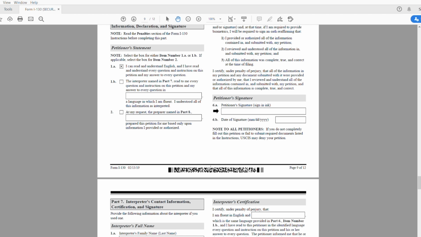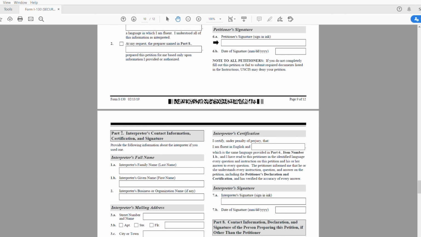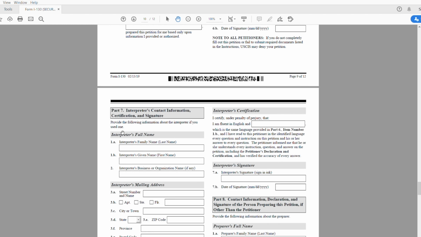So when you're filling out I-130, please read the instructions for any and all portions of the form that you have to fill out and all of the supporting documentation that must be submitted. For example, if Mr. Patel is filing for his wife Pooja and fails to send in the marriage certificate, his petition could potentially be denied by USCIS. In Part 7, if Mr. Patel needed an interpreter, that interpreter's contact information would have to be entered here in Part 7.